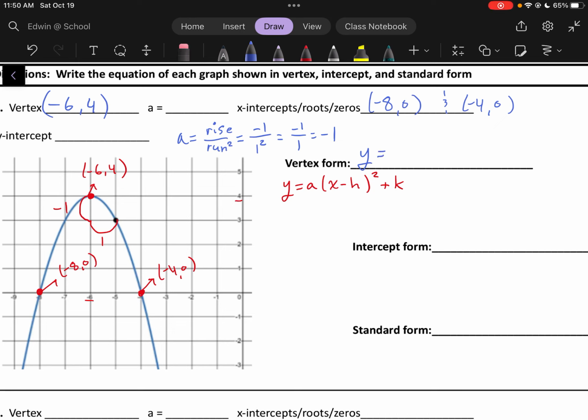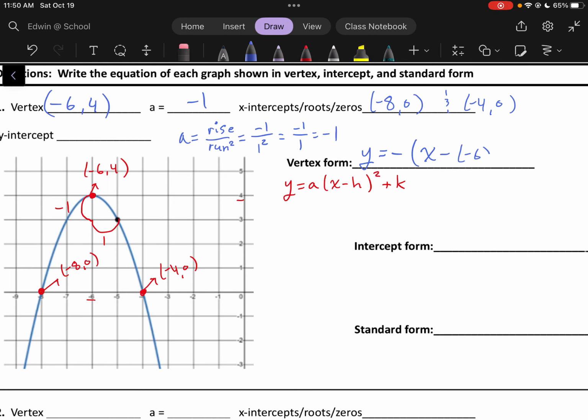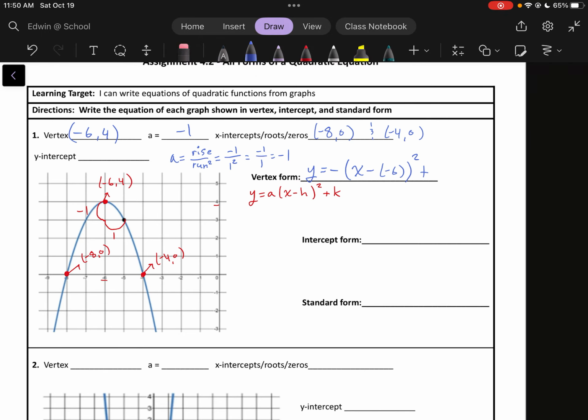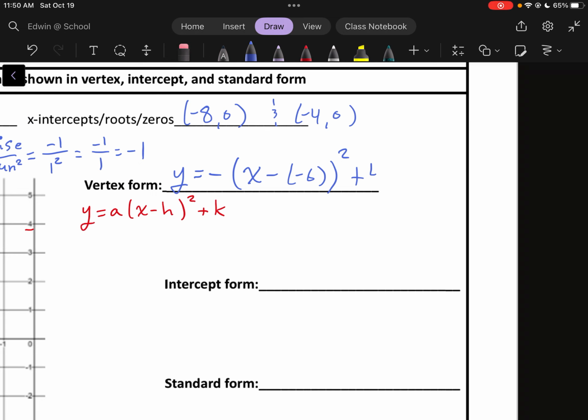Y equals a. We know that our a is negative 1, so we're just going to put a little negative right there. Then x minus h. In this case, our h is negative 6. So we'll just write it like that. Squared plus k. Here our k is plus 4, so we're just going to do the plus 4. Now, this might look weird because we have x minus a negative 6. Just remember, whenever we have x minus a negative 6, all of that gets changed to x plus 6. And there we go. We have our vertex form. Not that hard.